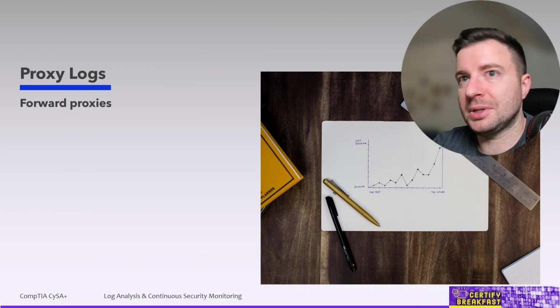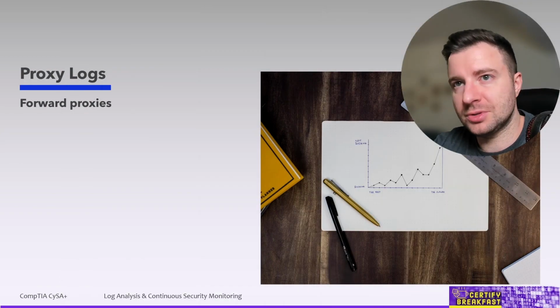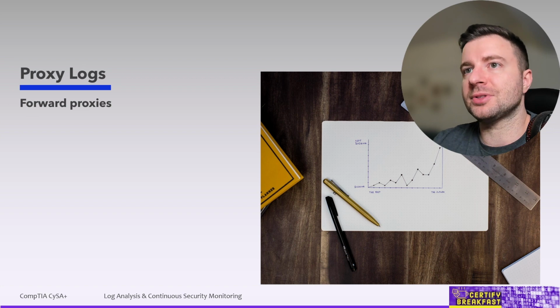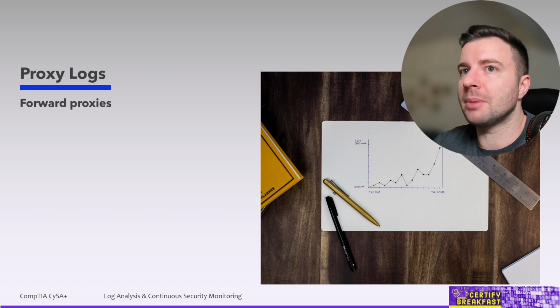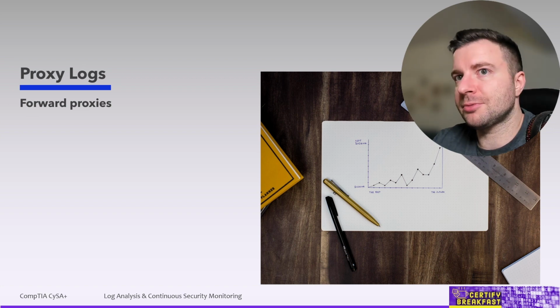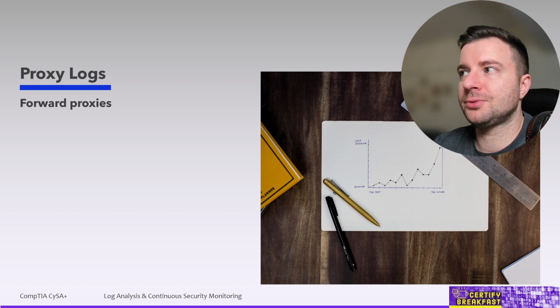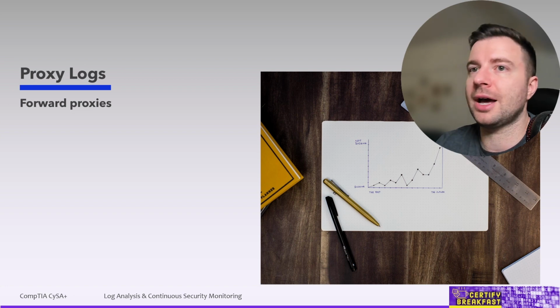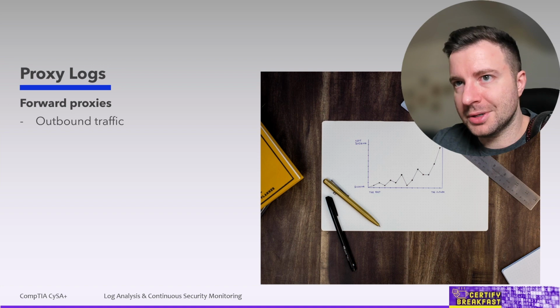We also have to be concerned with proxy logs, and we have two types of proxies. By the way, most of the time proxies are used for HTTP, so web traffic. Right, so the two types of proxies that we have: first, forward proxies. These are for outbound traffic, and they are used by our internal users.